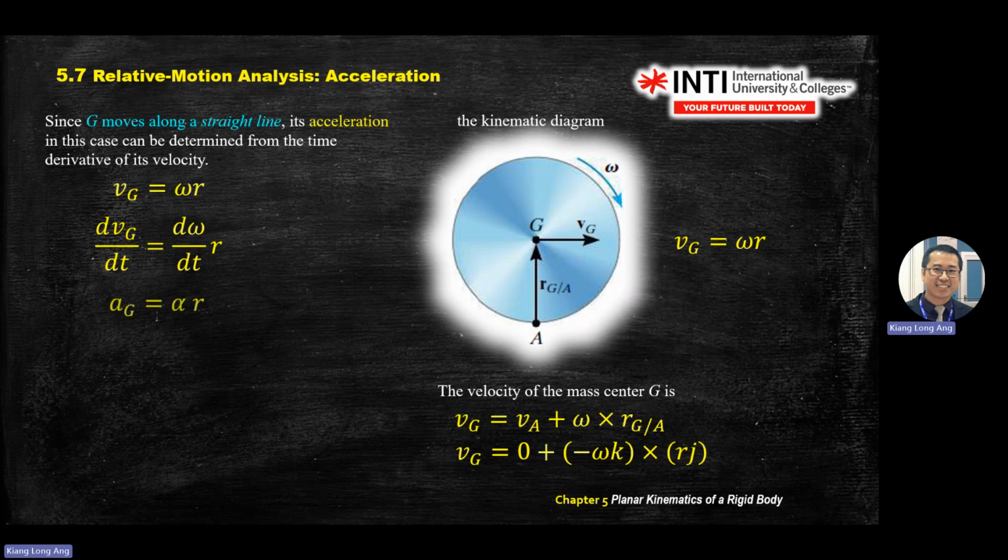Then you time differentiate and you get acceleration. Acceleration equals alpha R, same as what we wrote on the whiteboard here. Acceleration has two components, normal and tangent. Tangent acceleration is alpha R, normal is omega square R. In this case, the tangent direction of A or G will be alpha R.